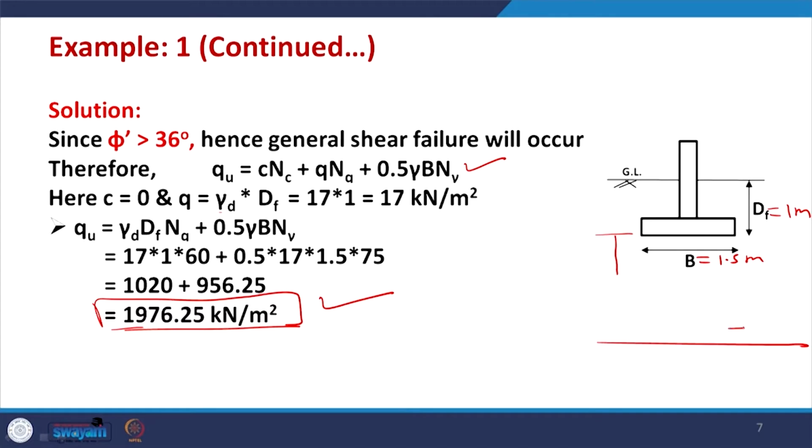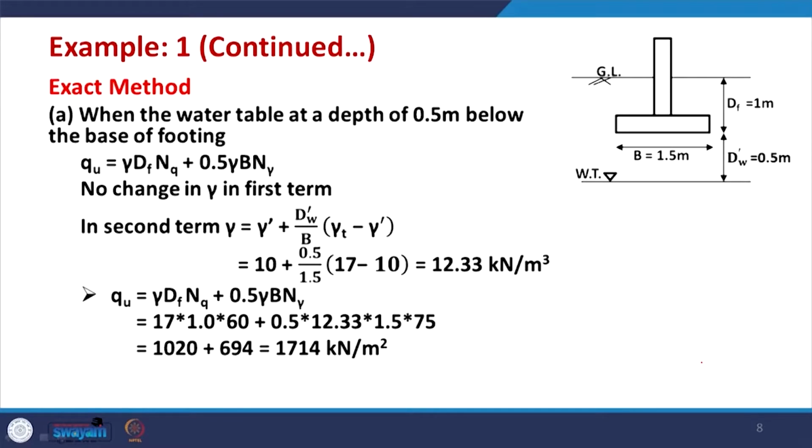Suppose the water table is here, in this case this depth is greater than B. So, in this case there is no need to apply the correction for water table. But when the water table rises above and goes towards the footing, then what are the corrections? So, this is given in this case when the water table rises and is located at a depth 0.5 meter below the base of the footing, which is typically denoted by dw dash.